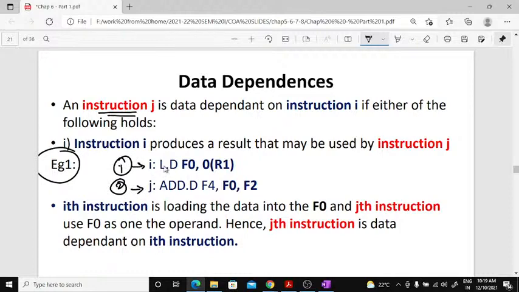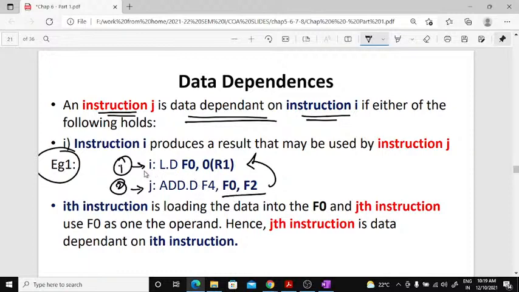Okay, so the instruction J is data dependent on instruction I. Okay, the instruction J is data dependent on instruction I if either of the following holds. Okay, the instruction I produces a result that may be used by the instruction J.